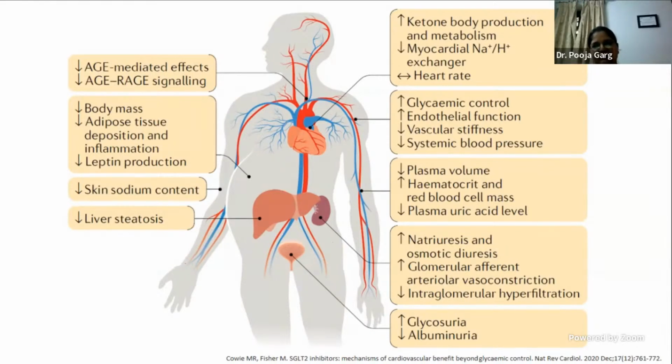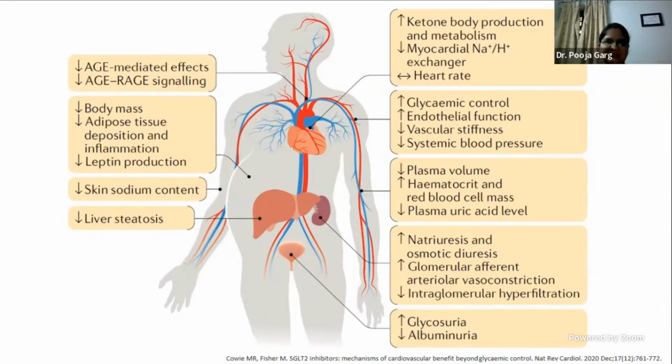There occurs decreased plasma volume and thereby increased hematocrit and red cell mass. There occurs decreased plasma uric acid levels. As I said, osmotic diuresis and natriuresis occur. It increases glomerular afferent arteriolar vasoconstriction by the tubuloglomerular feedback mechanism and reduces the intraglomerular hyperfiltration. It enhances glycosuria and reduces albuminuria. It also reduces liver steatosis, thereby proving advantageous in patients with non-alcoholic fatty liver disease. It reduces skin sodium content, reduces body mass and adipose tissue deposition and inflammation.